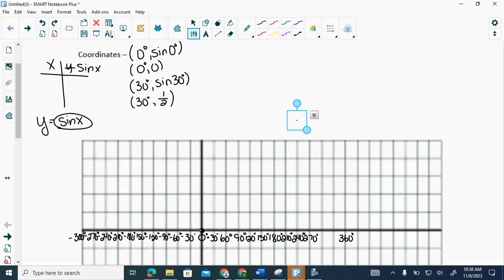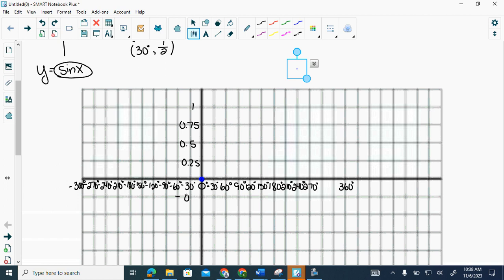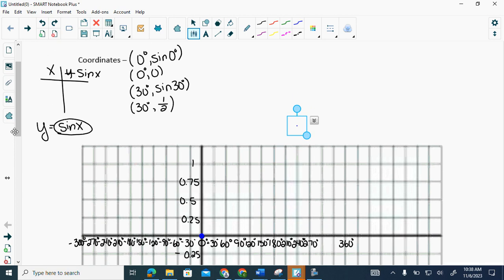And then I'll make it in blue. 0, 0. And then I'm going to make this be 0.25, 0.5, 0.75, because your unit circle only goes to 1, and to negative 1, right? So this would be negative 0.25, negative 0.5, negative 0.75, negative 1. Okay, so I'm at 0, 0, and then I'm at 30, 0.5. We agree? 30 and 0.5?